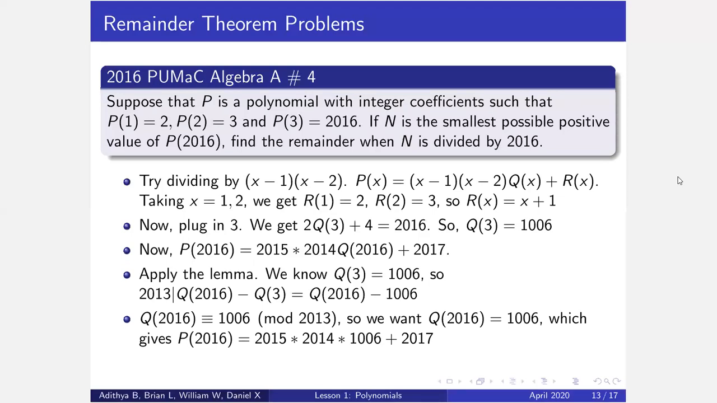Now we just have to evaluate this mod 2016. As someone said, 2015 is -1 mod 2016, and 2014 is -2 mod 2016. So -1 times -2 times 1006 is 2012, which is -4 mod 2016. And if we add -4 to 2017, we get 2013. So this number is 2013 mod 2016. That's the answer.